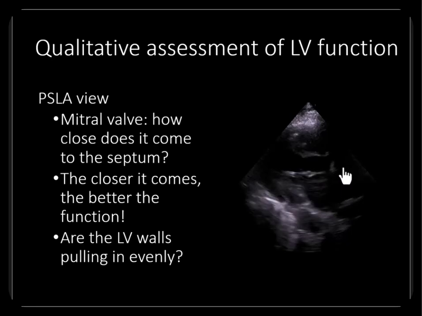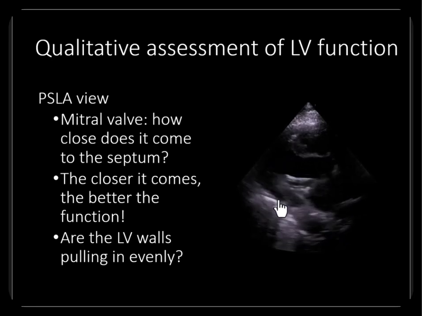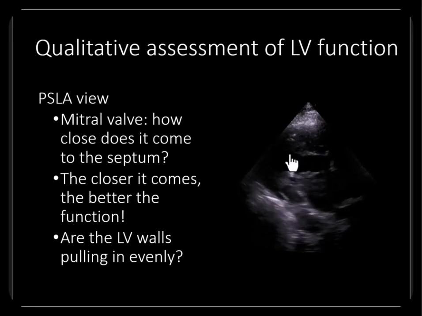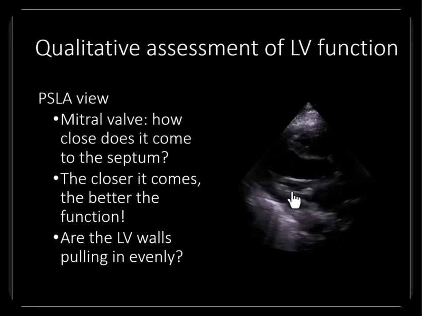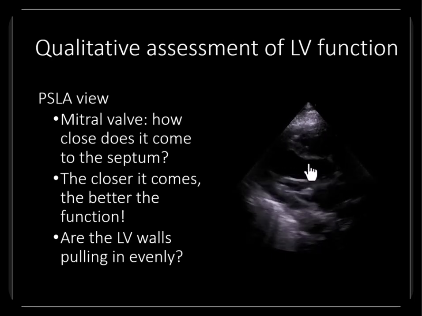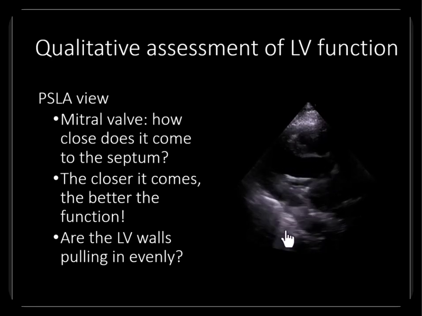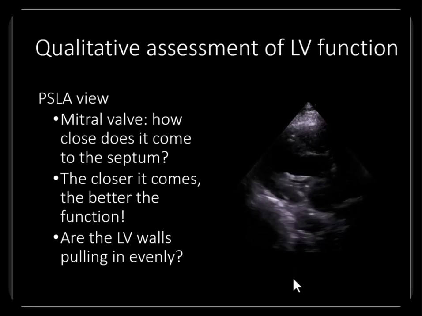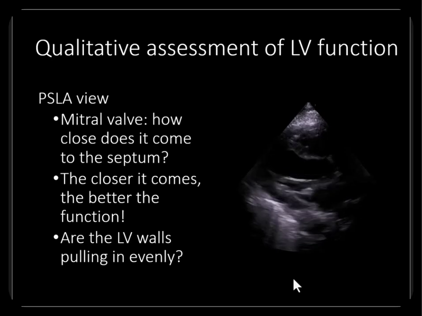The other thing that we can ask in looking at the left ventricle walls, are they pulling in evenly? And when they do so, do we see some change in the volume in the LV cavity? In this example, the mitral anterior leaflet does not come up close to the septum, and I'm seeing very poor movement of the LV walls during systole. So this is a patient that has reduced systolic function.